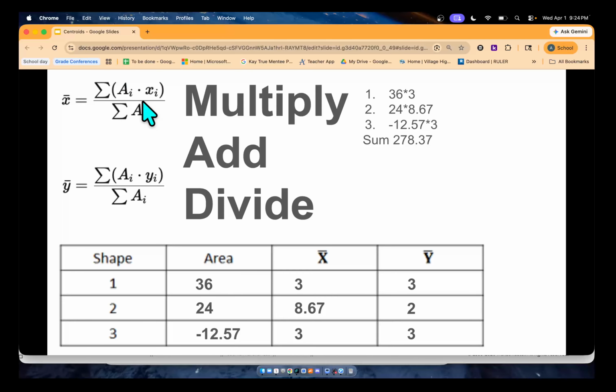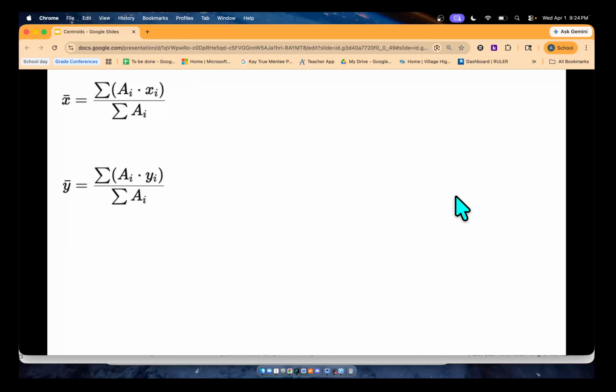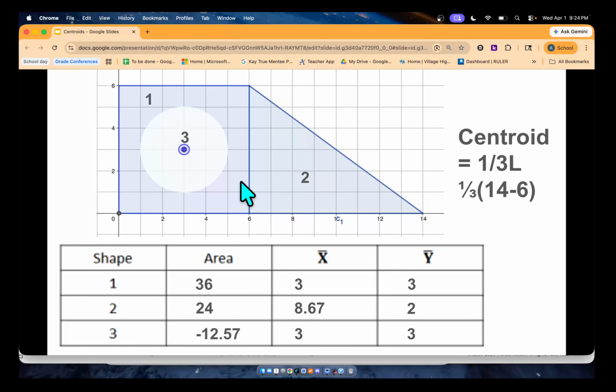Then you divide it by the sum of all the areas together. You treat them like parentheses. Do it before you do the dividing. That's why it's multiply, add, divide. So 278.37 divided by 36 plus 24 minus 12.57, giving you your centroid of 5.87. So that is right here. 5.87 is on this line right here. So if you were to fold this shape in half right there, it would balance on that line.